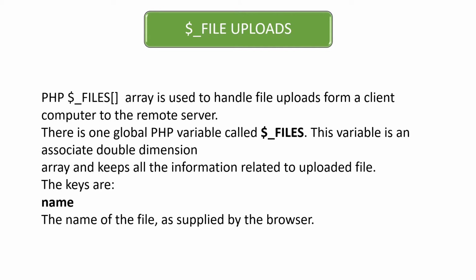A PHP script can be used with an HTML form to allow users to upload files to the server. Initially, files are uploaded into a temporary directory and then relocated to a target destination by the PHP script. The PHP $_FILES array is used to handle file uploads from a client computer to the remote server. There is one global PHP variable called $_FILES, an associative two-dimensional array that keeps all the information related to the uploaded file.